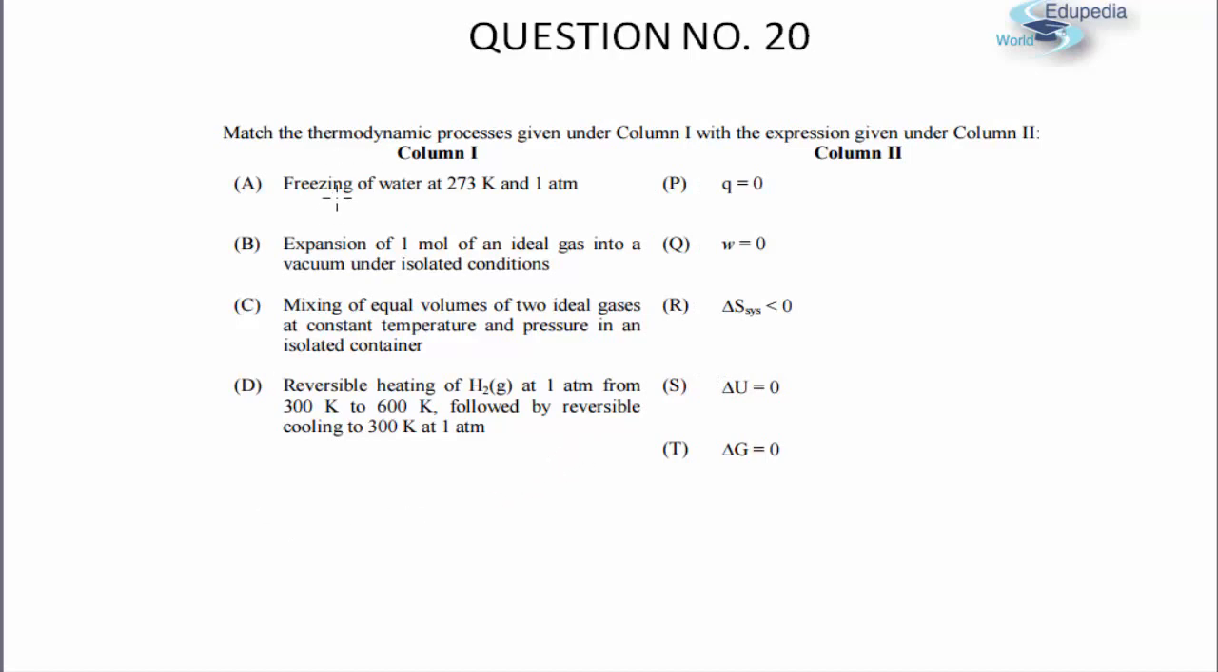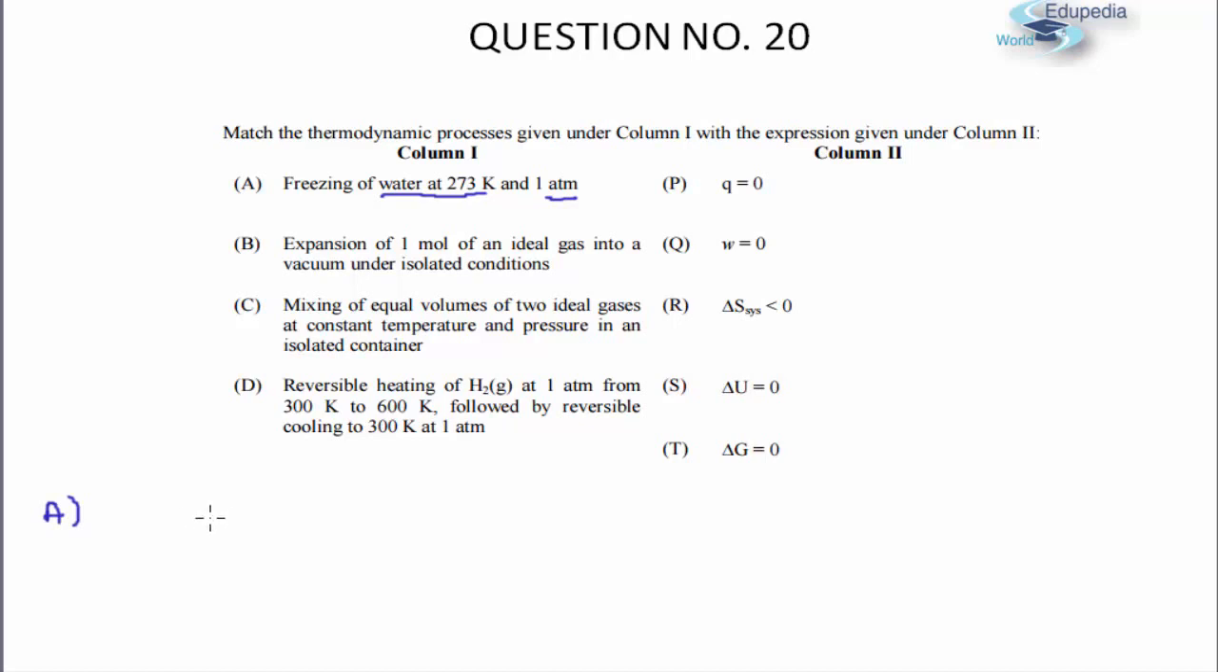So let us look at option A. It says that freezing of water at 273 Kelvin and 1 atm. You must try and recall that this is the normal freezing point of water and there is water ice equilibrium under such conditions. So if I start with A, let us look at P. Q equal to 0, definitely not. For this process there will be heat released in the case of freezing. Okay, so Q will be negative, some heat will be released.